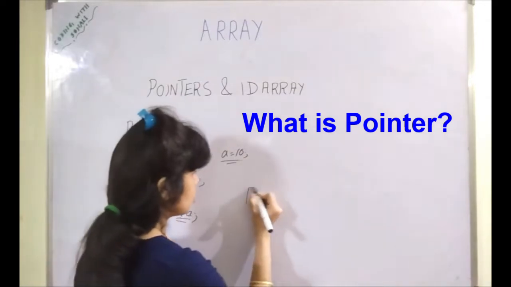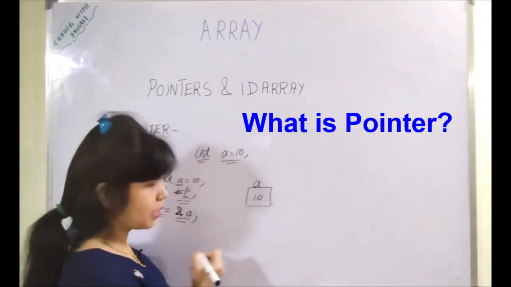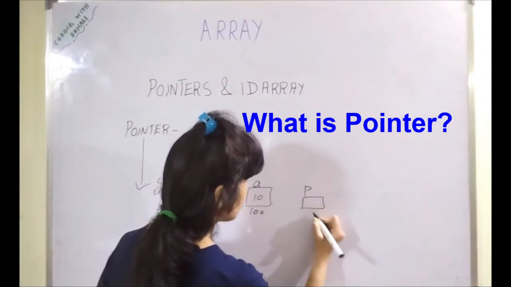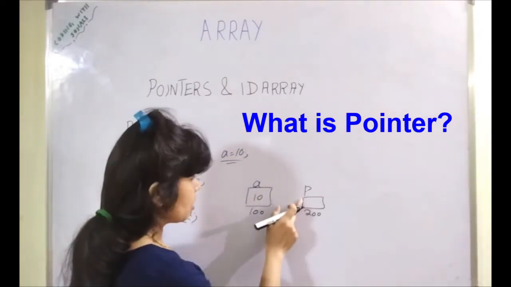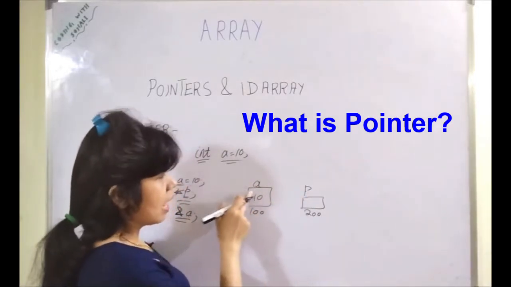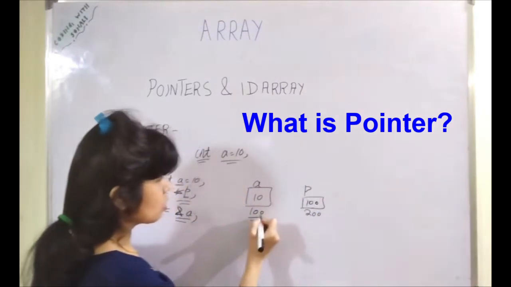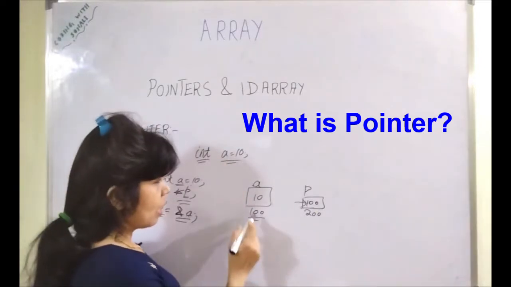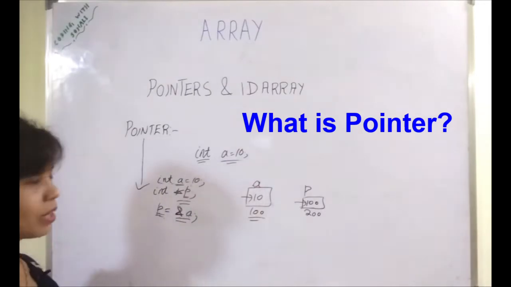Suppose this is your a, and it has the value 10 and is at location 100. So what will the pointer be? The pointer also has some other address in memory. The pointer is pointing to this a, that is, it has to hold the address of this variable. So what will it hold? It will hold the address of a, that is 100. So its value is 100, but in the case of a, the value is 10.